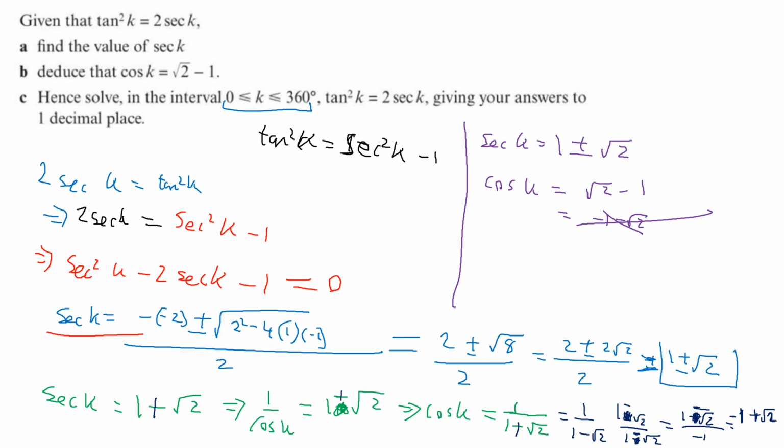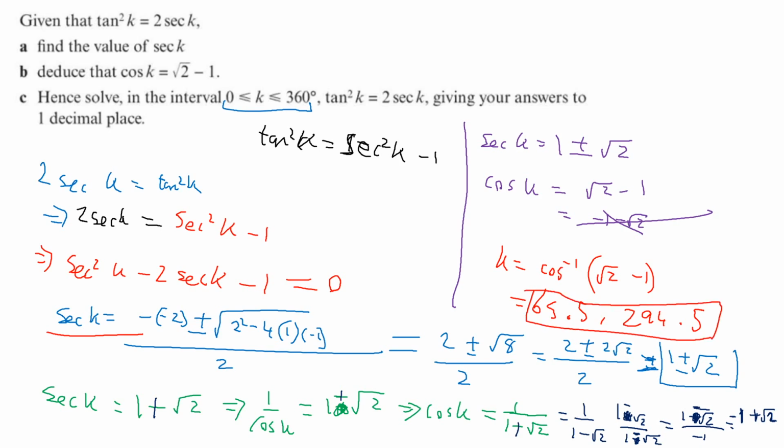So now, k is going to be the inverse cos of root 2 minus 1, which is, if we put that in our calculators, 65.5, or if we minus it from 360, 294.5. And those are our final answers for the third part.